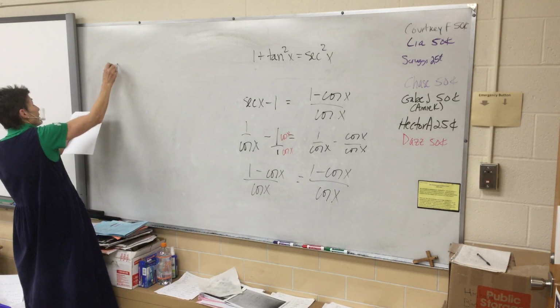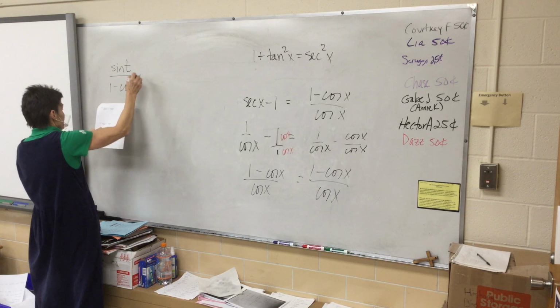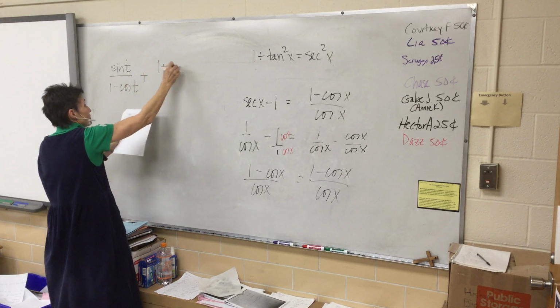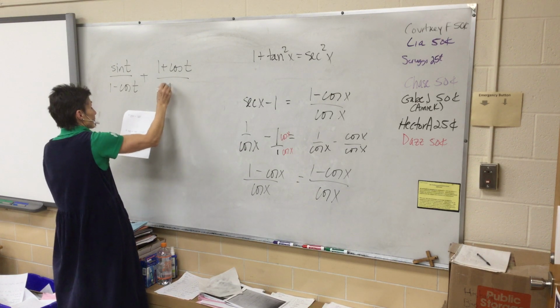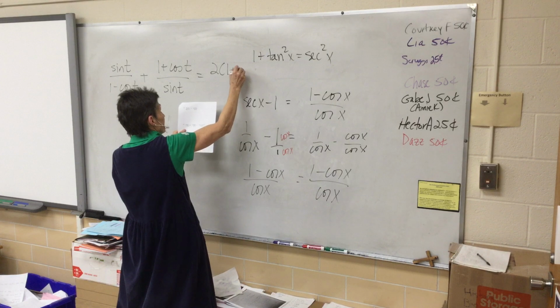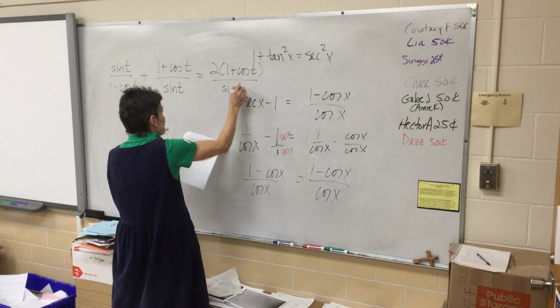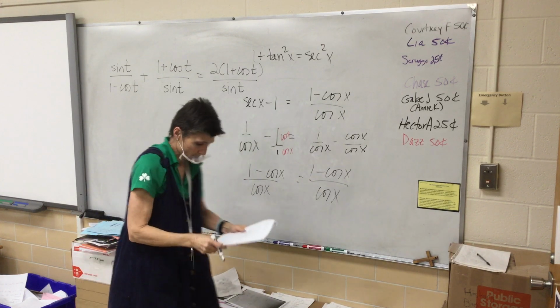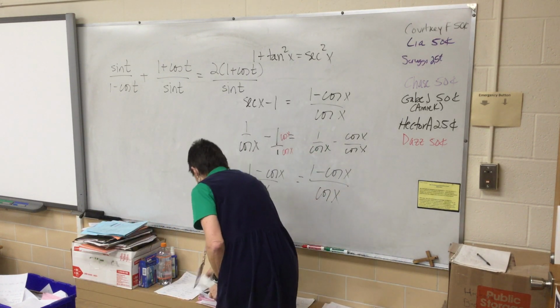We've got sine over 1 minus cosine plus 1 plus cosine over sine equal to 1 plus cosine over sine. Oh my goodness. Oh my goodness. So first of all, make sure I copied it correctly.